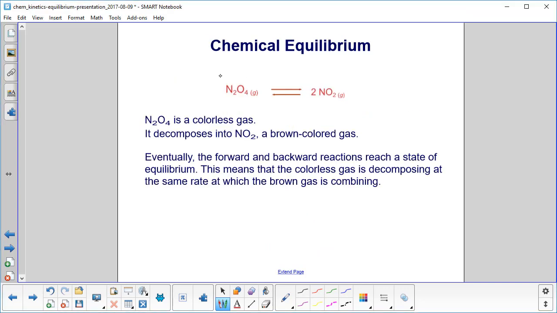Dinitrogen tetraoxide is a colorless gas. Nitrogen dioxide is a brown-colored gas. Eventually, the forward and backward reactions reach a state of equilibrium. This means that the colorless gas is decomposing at the same rate at which the brown gas is combining. And hence we have the double arrows there between the two species.